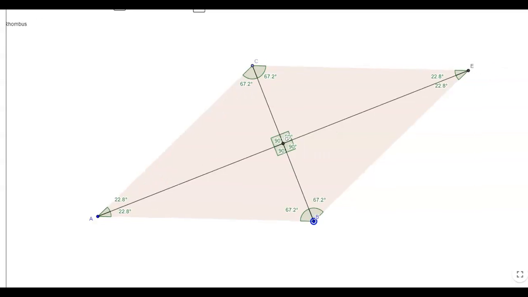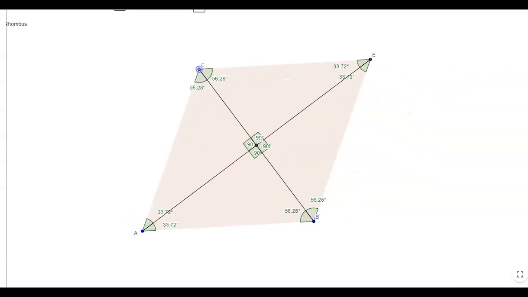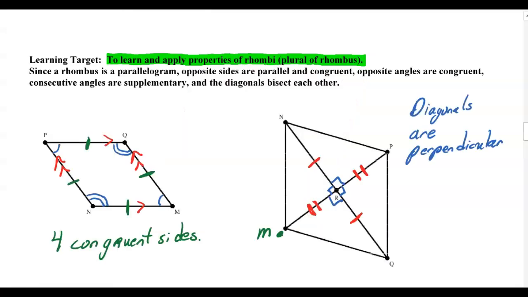If I were to change the shape of this rhombus, so if I drag it, notice those angles are still equal. So up at angle C, we have 56.28, 56.28. So it turns out that the diagonals bisect the angle. So I'm going to write that down, that the diagonals bisect the angles. And I'm also going to mark that in my picture.